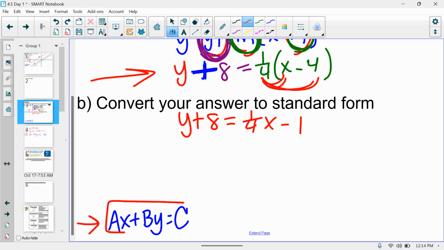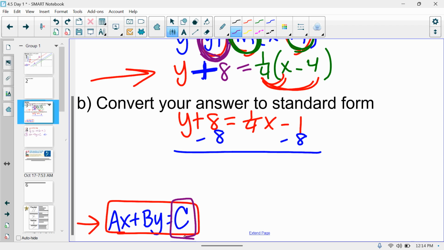What next? It doesn't look like this yet. What else are we going to have to do with it, do you think? Anna? Perfect. We're going to have to subtract 8 on both sides because we want all our constants to be over on the right side together. 8 minus 8 is 0. We have to do -1 minus 8. That's going to be -9.